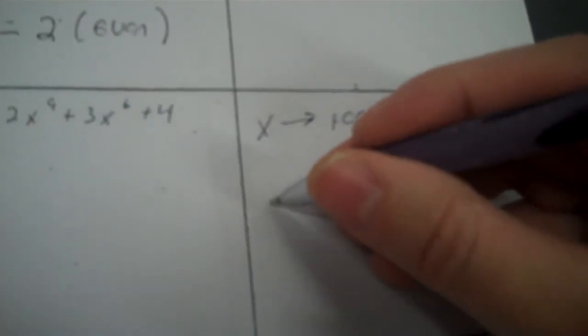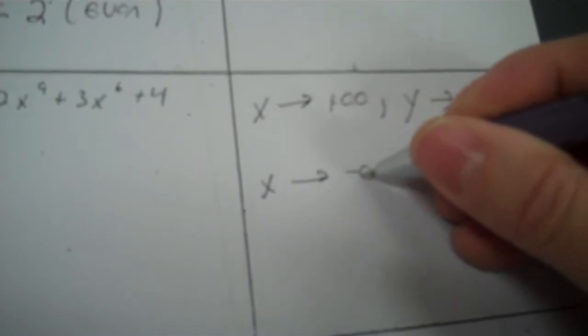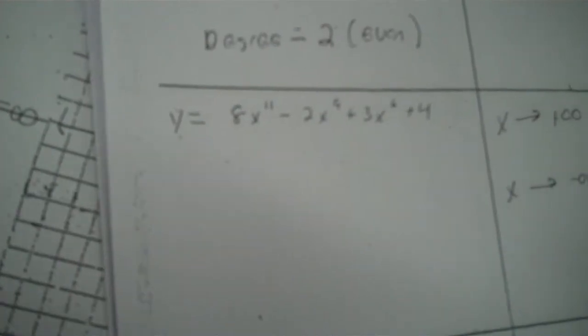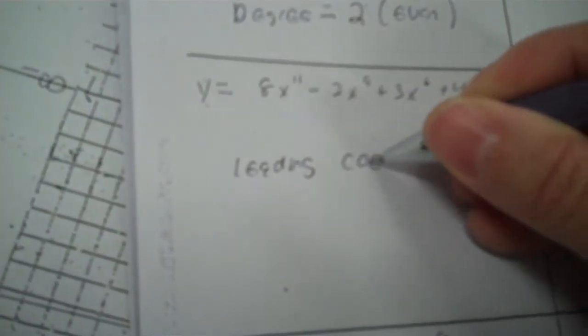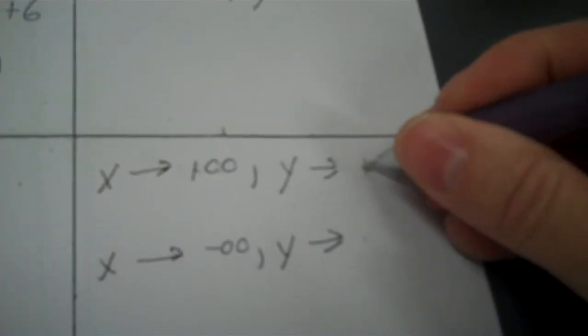Next one, x approaches positive infinity. What does y do? What happens to the graph? As x approaches negative infinity, what happens to the graph? So the leading coefficient, you can just put leading COE, abbreviation, is positive 8. So that means y approaches positive infinity. Now the degree is the highest exponent, which is 11. 11 is an odd number. So over here, y is going to do the opposite, which will approach negative infinity.